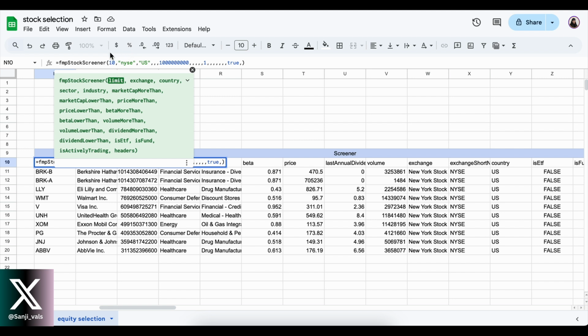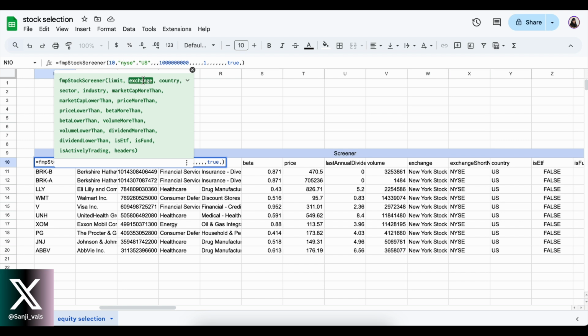Limit is the number of data to be fetched. As you can see in my example, I have 10. So I am extracting 10 stocks for the screener. You can put 100, then it will extract 100 stocks, but this can be a large list. I just want to extract the top 10 shares.